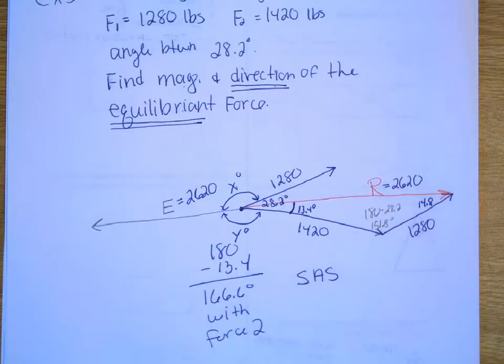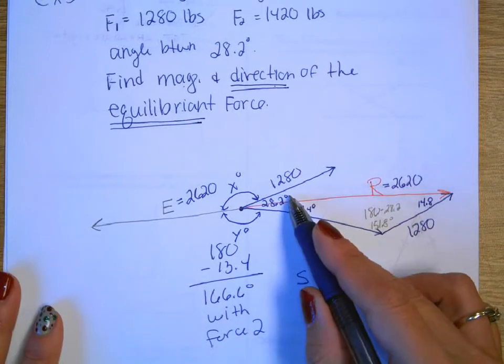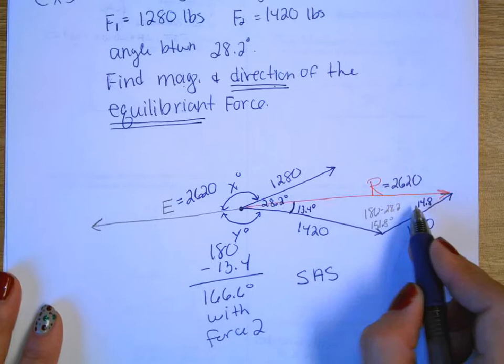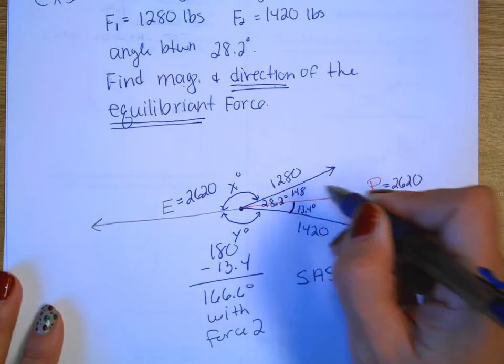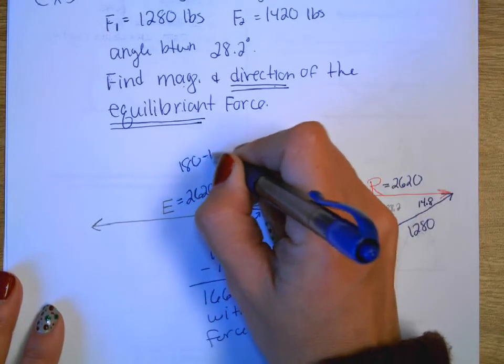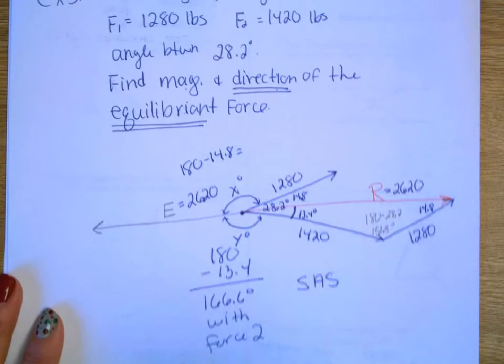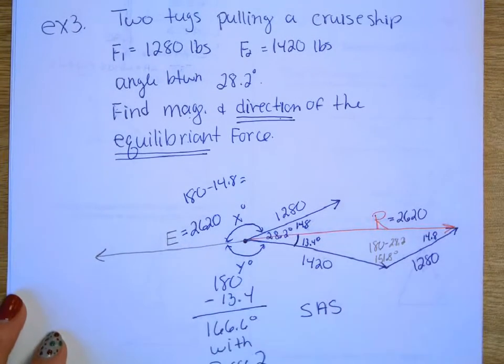Good with that one? Do you want to do the top one? What's the top angle here going to be? 14.8. You don't have to give both on the homework. So you go 180 minus 14.8. And that would be the angle between the equilibriant and force 1.